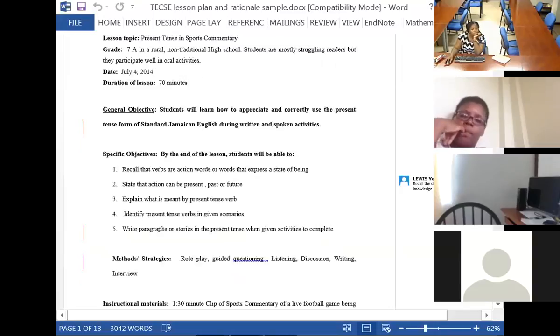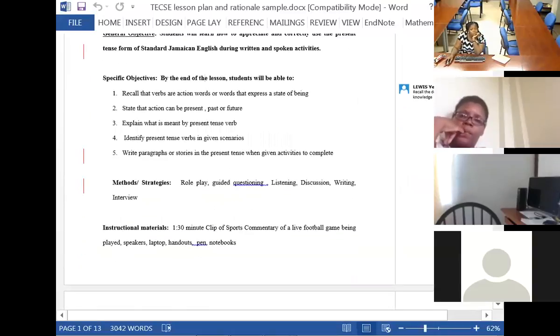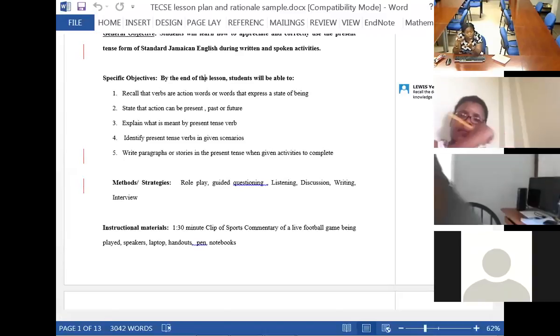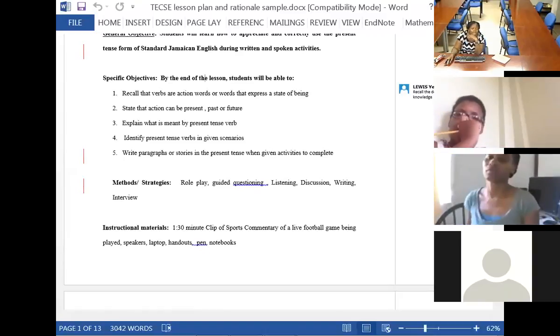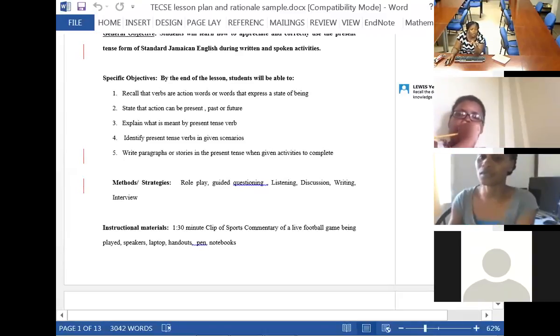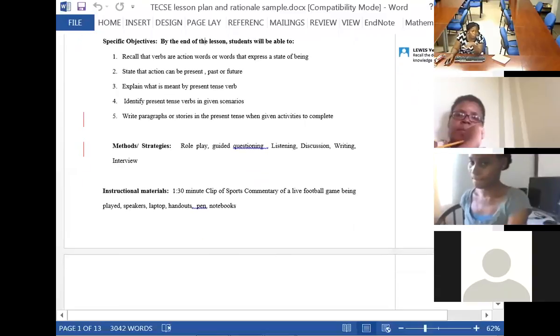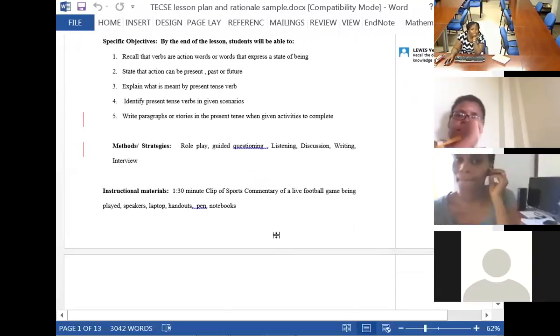So these are the objectives and we don't need to go through those. You notice that the methods and strategies here are different from the other one: role play, guided questions, listening, discussion, writing, interview. These are methods and strategies, all right? Not a video and so on. And then the instructional material, now we have the 1 minute and 30-second clip of sports commentary. These are your instructional materials: laptop, speakers, handouts, and so on.